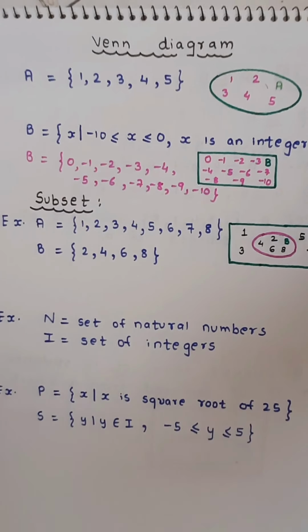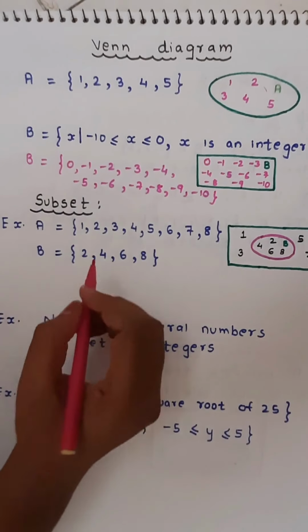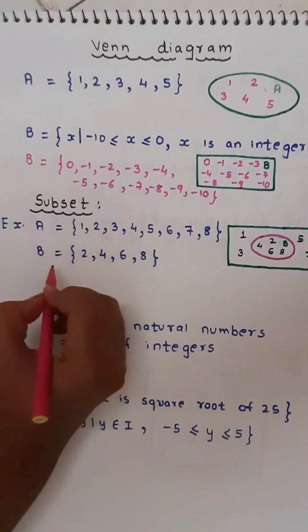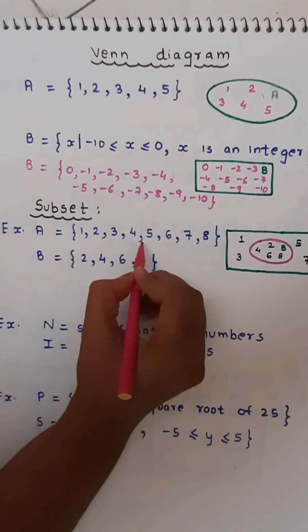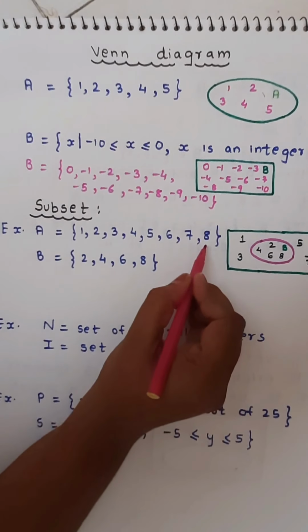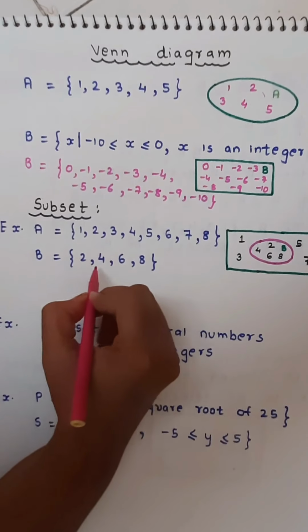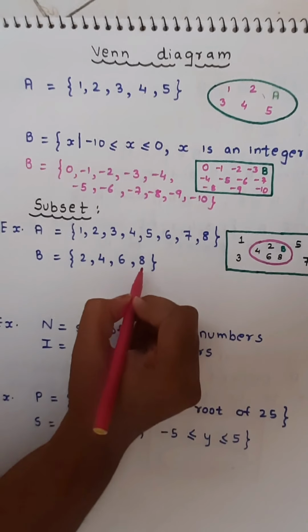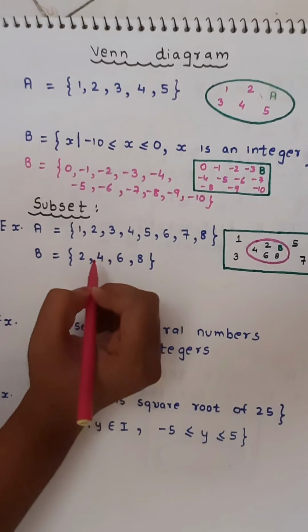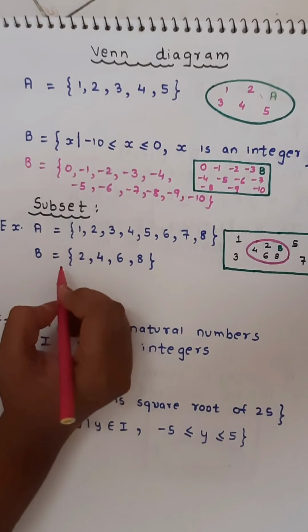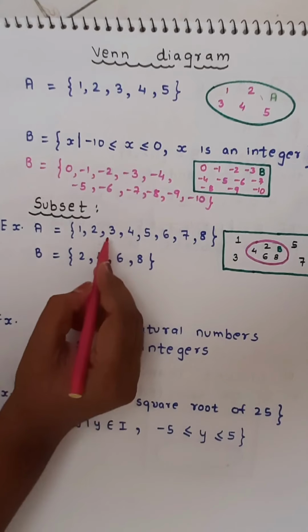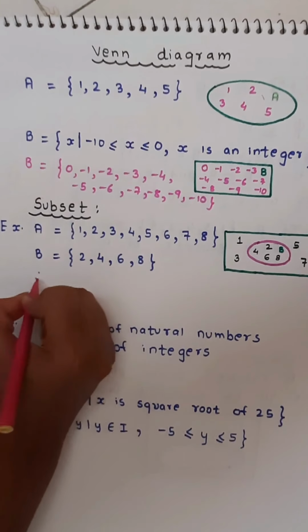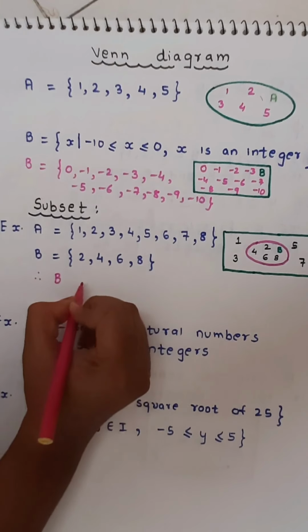Next topic is subset. Now suppose A and B are two sets which are given. Let's see, A is 1, 2, 3, 4, 5, 6, 7, 8 natural numbers. B is 2, 4, 6, 8. Now what is a subset? If you look over here, every element of set B also belongs to set A. That means B is a subset of A.